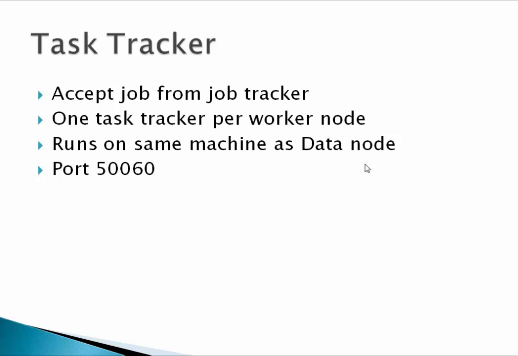Then we have something called the task tracker, which generally runs on the data node. Whatever task has been assigned by the job tracker, the function of the task tracker is to accept that task, process the user code, execute it locally, and report the progress back to the job tracker. So we have one job tracker and one task tracker per worker node, because this is one of the limitations of Hadoop framework version 1, where we have only one job tracker but multiple task trackers, each running on the same machine as a data node. To see the administrative interface, you need to use the hostname followed by :50060.